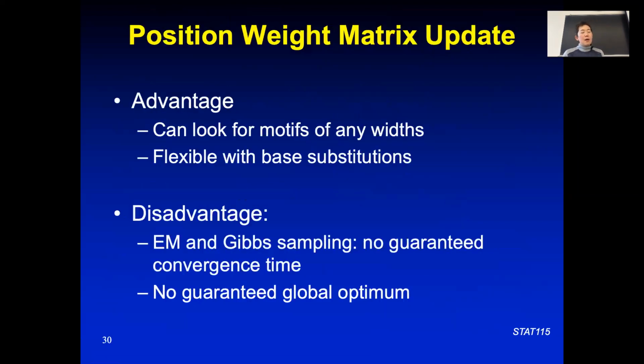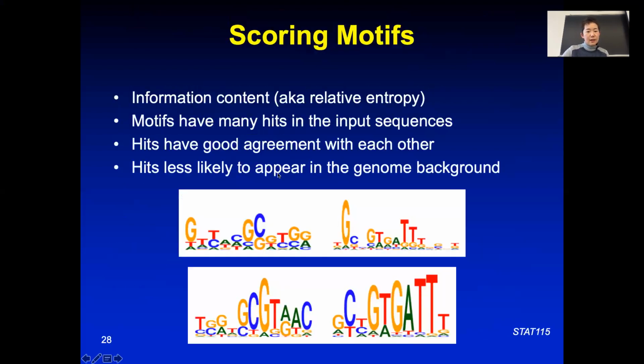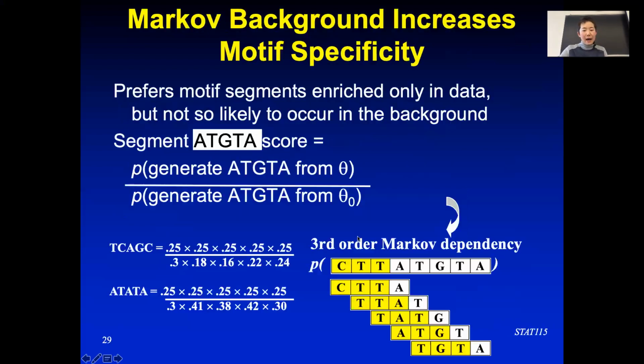So with motif weight matrix update, the advantage is that you can look for motifs of any width. You can look for a motif of 50 mer if you need to, whereas with word enumeration, you can't enumerate 4 to the 50th. It's too many. It's very flexible with base substitution. You can see here, we can see the motif right away. It's really good to tell you which base is good or bad.